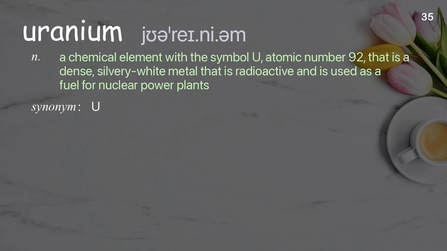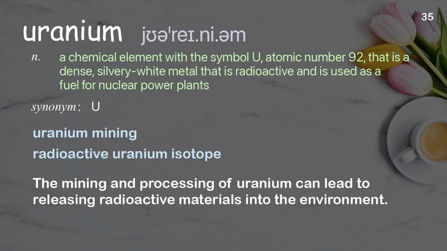Uranium. A chemical element with the symbol U, atomic number 92, that is a dense, silvery white metal that is radioactive and is used as a fuel for nuclear power plants. Examples: Uranium mining. Radioactive uranium isotope. The mining and processing of uranium can lead to releasing radioactive materials into the environment.